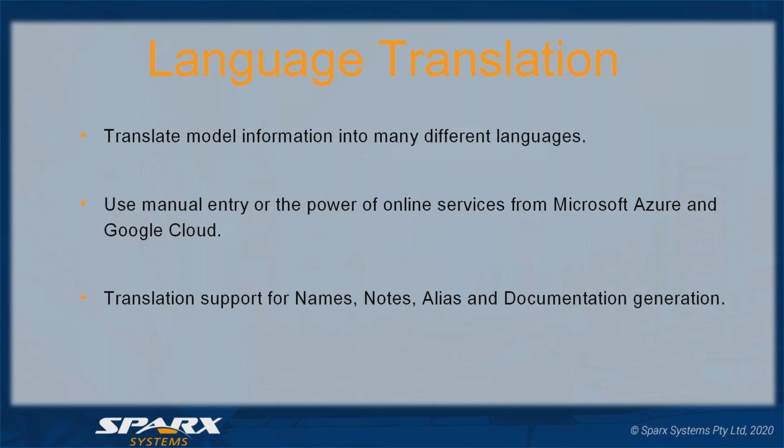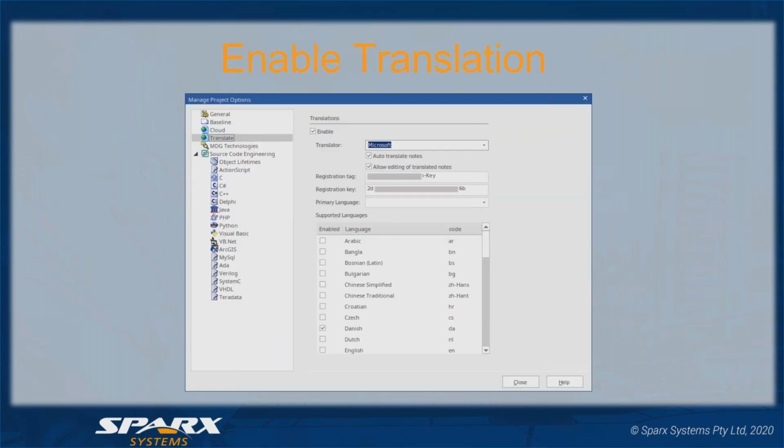So within Enterprise Architect 15.1, we can leverage the power of online services such as Microsoft Azure and Google Cloud in order to do that translation on the fly. So there's support for translation of notes, names, alias, and document generation. And this is all cloud-based. This is something that in a future webinar, I'll do a deep dive, and I'll show you how to configure it, how to set it up, and how to model it.